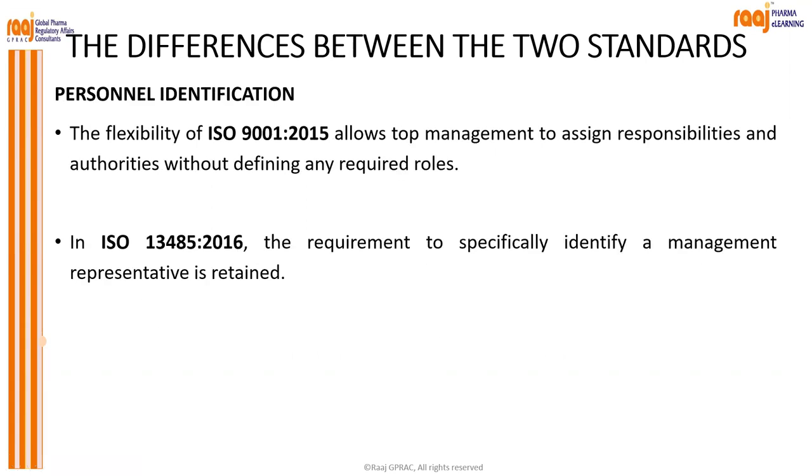Then personnel identification. The flexibility of ISO 9001 allows top management to assign responsibilities and authorities without defining any required role. So here what I mean to say is, we need not go for selecting an MR, that is management representative, in the case of 9001. The top management can assign this kind of responsibility to anyone without defining any roles.